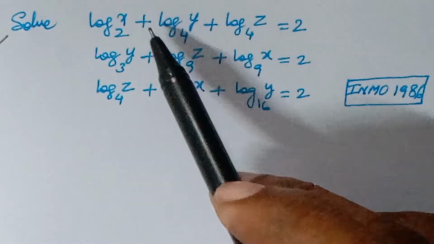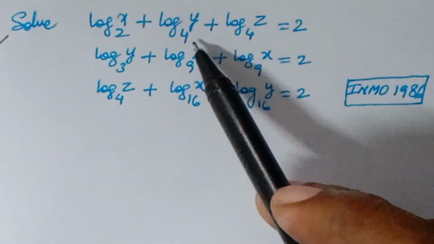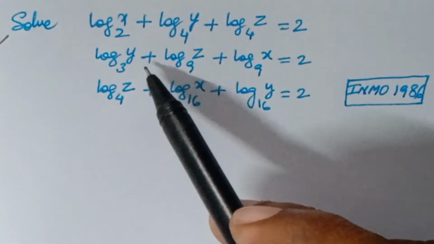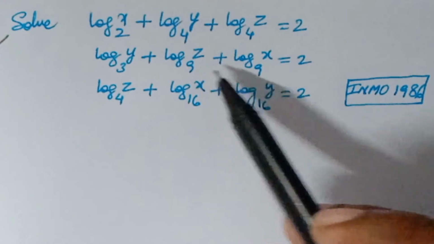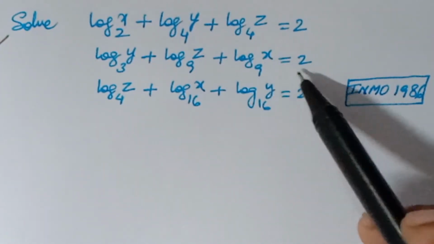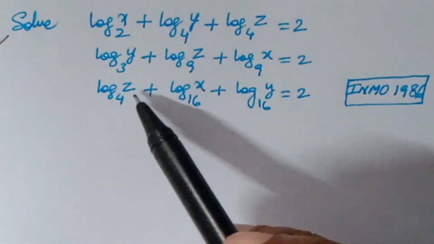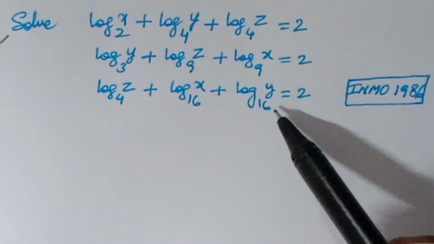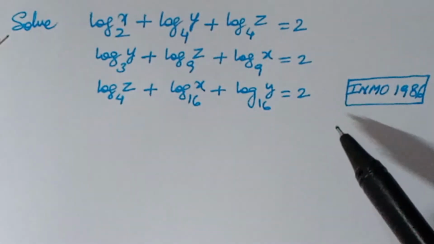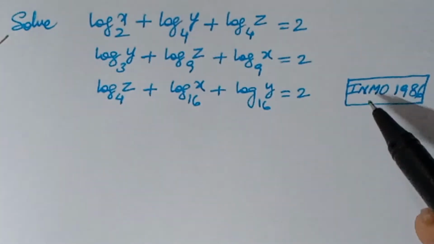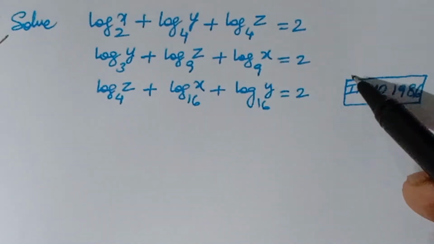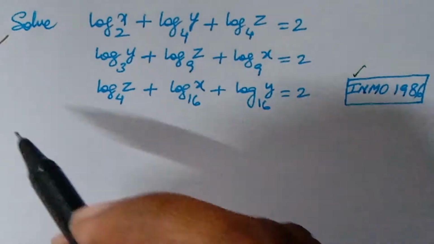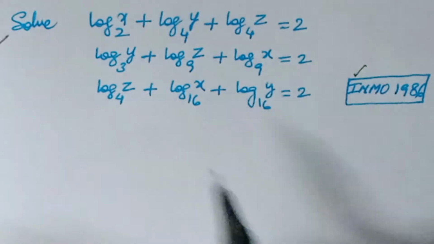The problem is given. Solve log x base 2 plus log y base 4 plus log z base 4 is equal to 2, log y base 3 plus log z base 9 plus log x base 9 is equal to 2, log z base 4 plus log x base 16 plus log y base 16 is equal to 2. This problem is given in INMO 1986. This problem is very important. One logic is there in this problem.